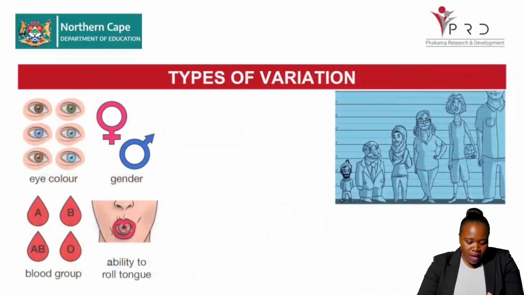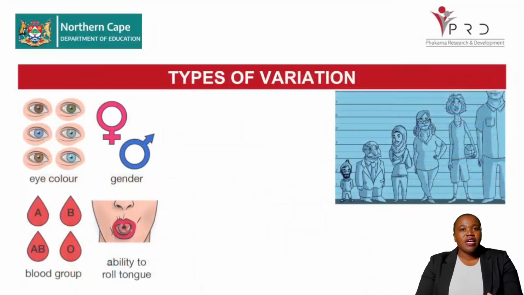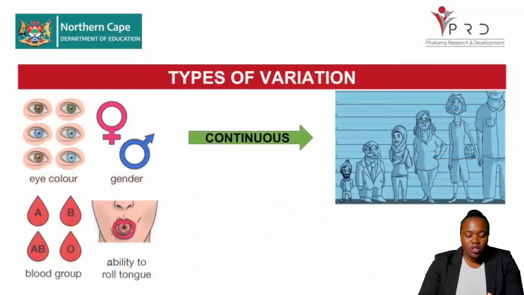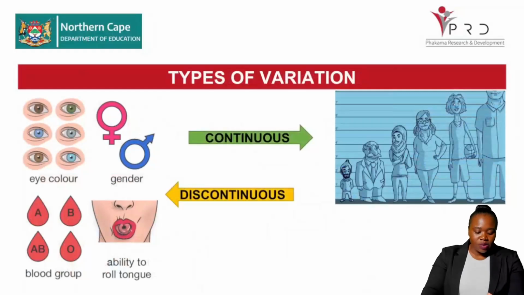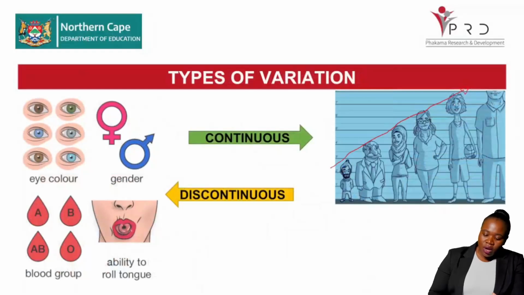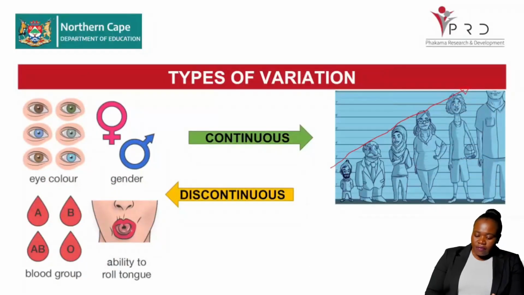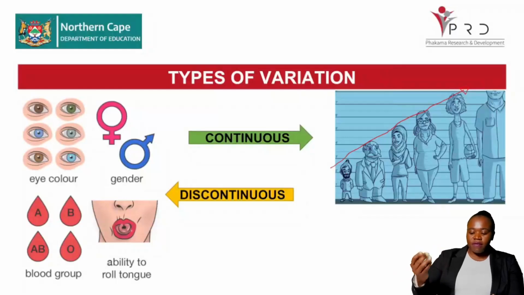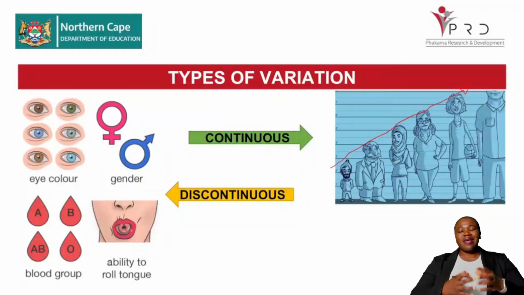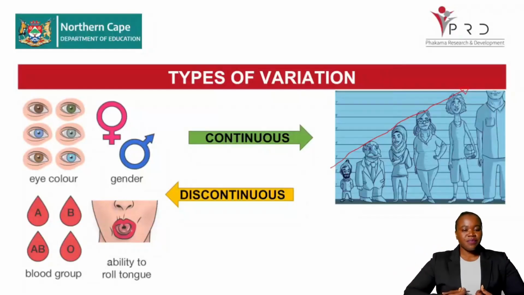And then we also have the two types of variation. Here we have continuous variation and discontinuous variation. We can see there's a continuation here. Straightforward, there is a continuation. We have this very short person, and then the height keeps increasing until we have a very tall person. So this is a continuous thing.